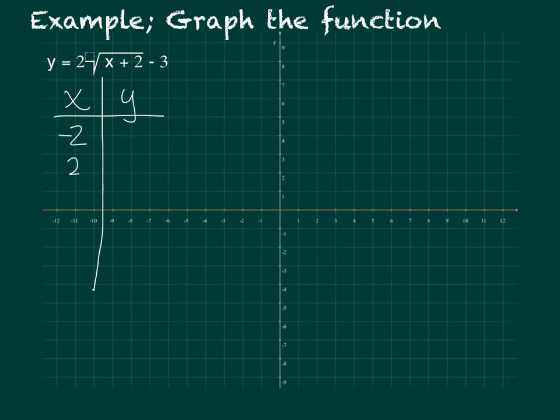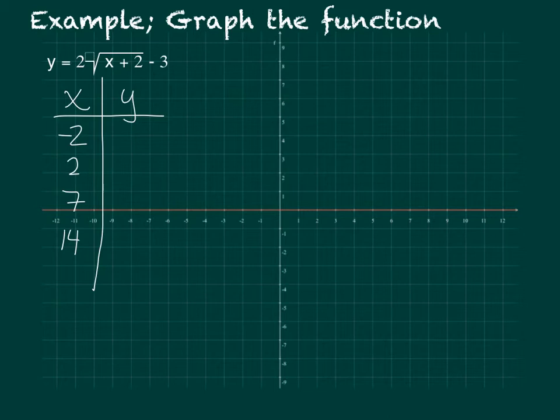I'll put in 2, because then I get up to 4. If I put in 7, I'm going to get up to 9, because 7 plus 2 is 9, which is a perfect square. And if I put in 14, then I get a perfect square, because 14 plus 2 is 16. All right, so 4 points, that's probably enough to kind of see what's going on. So let's go ahead and do that.